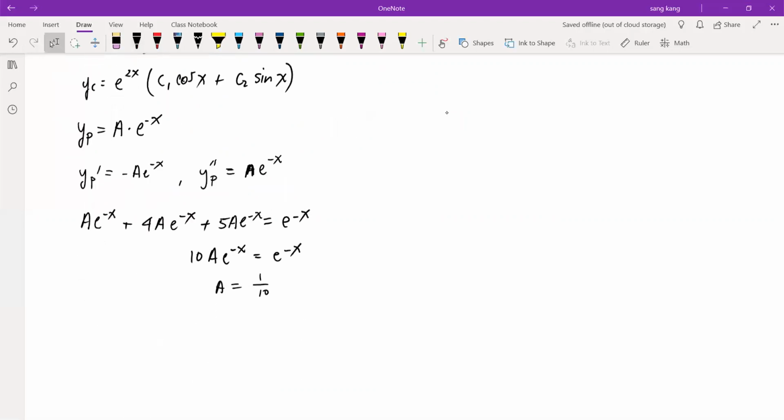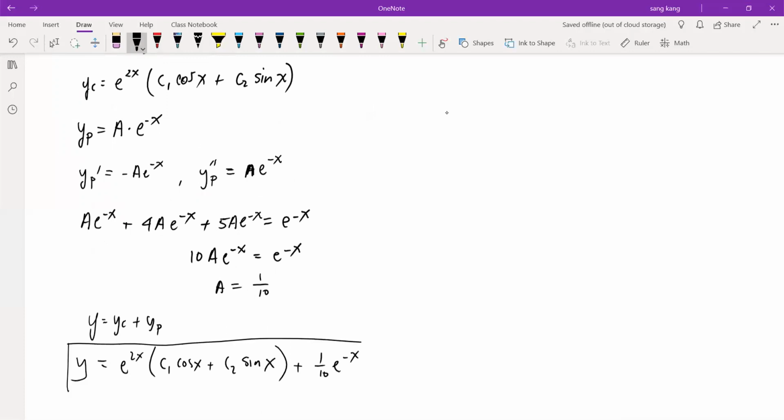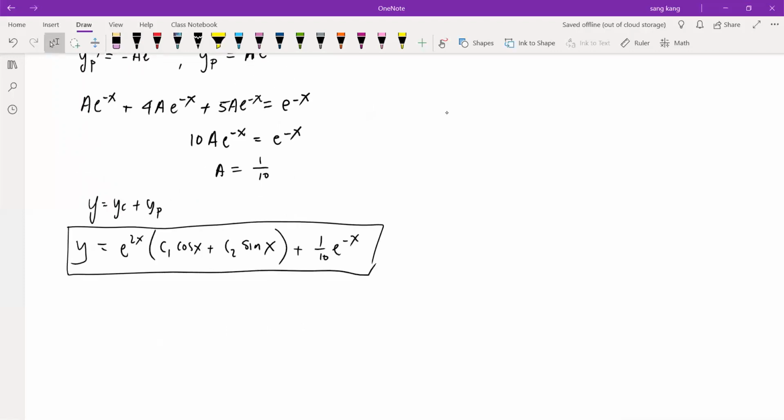And now our y equals our complementary plus particular. So we have e to the 2x times C1 cos x plus C2 sin x, plus 1/10 e to the minus x. Okay. These are pretty straightforward. Number 3.